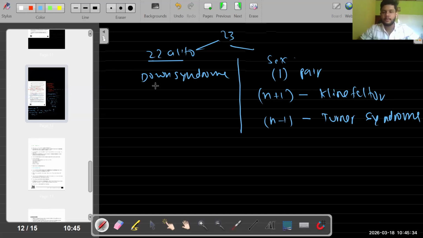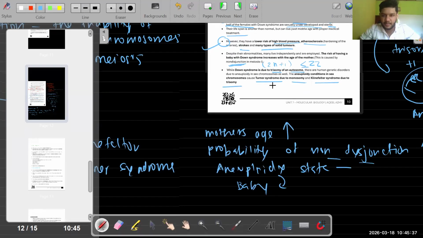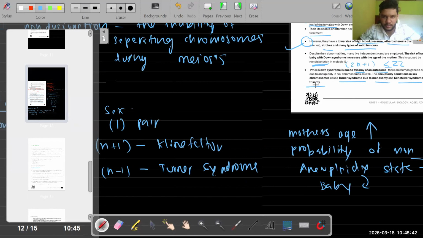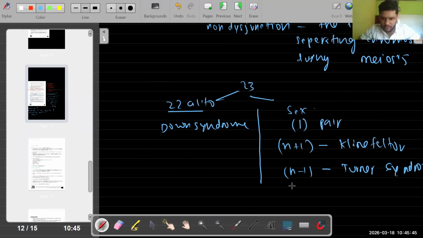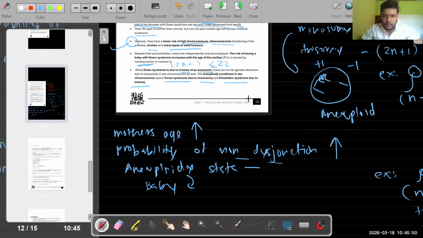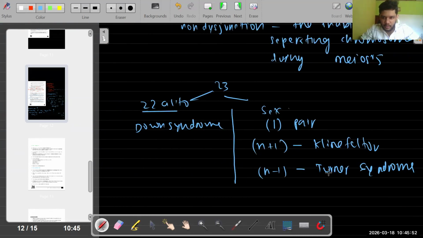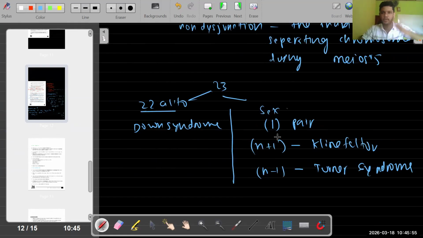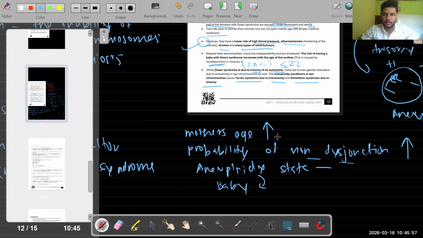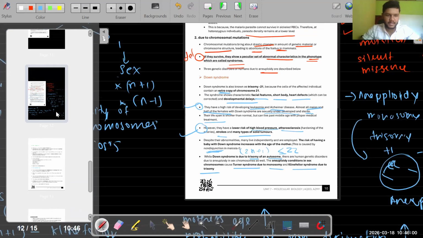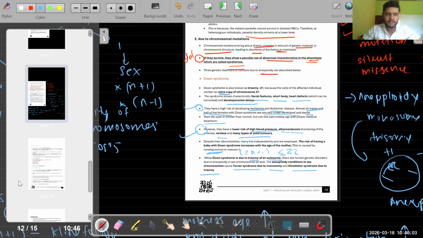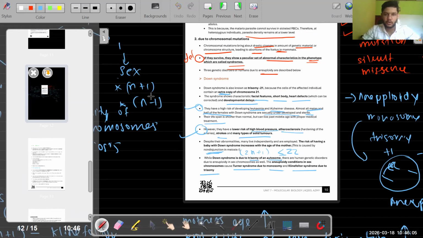Okay. Now let's go to the points. This is clear, right? The last point says Turner syndrome is due to monosomy. Let's see, is it due to monosomy? Turner syndrome, monosomy. Correct, right? Monosomy means one chromosome less, n minus 1. Klinefelter syndrome is due to trisomy. Trisomy means n plus 1, one chromosome more, right? Okay, so this part is clear. Then Down syndrome is clear. Next part is Turner syndrome. So just go through this Down syndrome note and let me know if there are any doubts. If no doubts, let's move on.